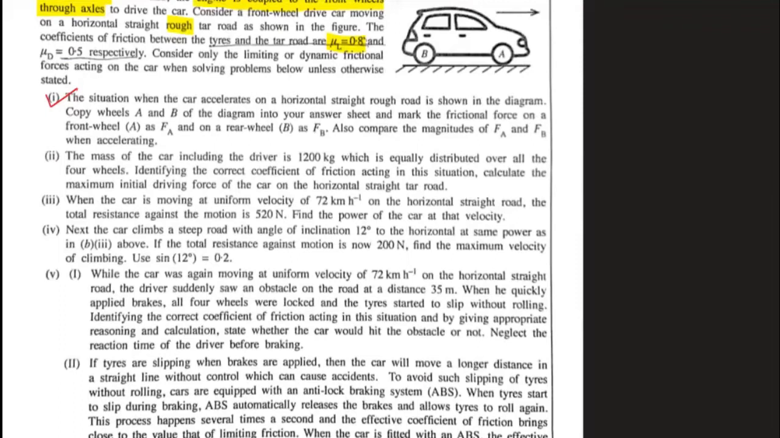In the second problem, they're saying the mass of the car, including the driver, is 1,200. The total mass of the car is equally distributed over all four wheels. We need to identify the correct coefficient of friction in the situation, and calculate the maximum initial driving force acting on the horizontal.